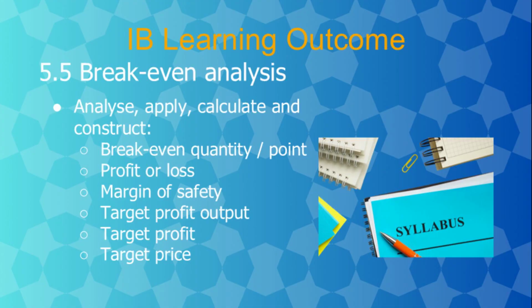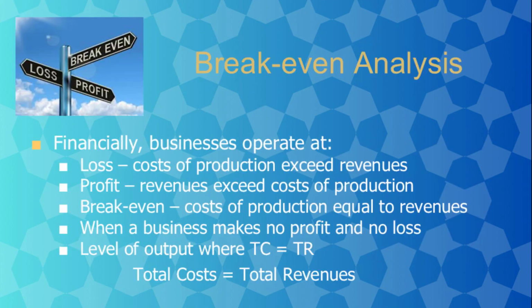In this unit, we will analyze, apply, calculate, and construct various aspects of break-even analysis, including break-even quantity, profit or loss, margin of safety, target profit output, target profit, and target price. Financially, businesses operate at different levels: loss, profit, and break-even. Break-even occurs when the costs of production equal revenues, meaning no profit and no loss. The level of output where total costs equal total revenues is crucial for business planning.